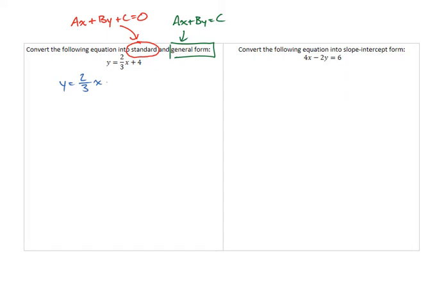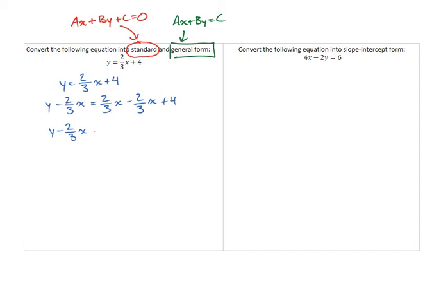So we're starting with y equals 2 over 3x plus 4. We want to get the 2 over 3x and the plus 4 over to the other side with the y. So we can do this systematically. We can take away the 2 over 3x from the right-hand side. That means we have to do the same thing to the left. So if we apply that strategy, we end up with 2 over 3x minus 2 over 3x on the right, which becomes 0, and we still have y minus 2 over 3x on the left.